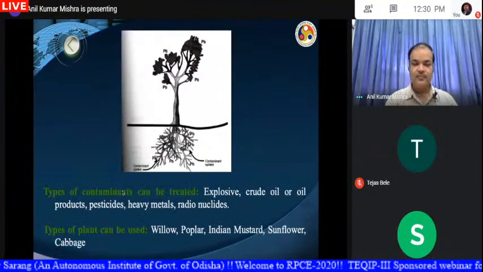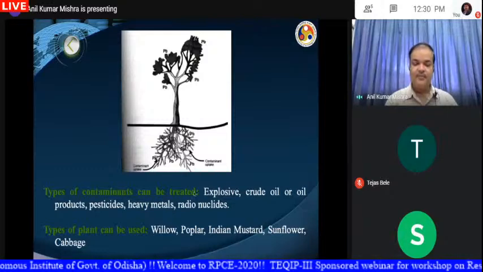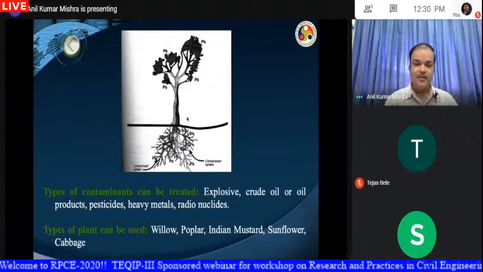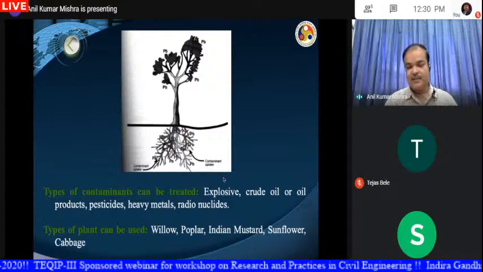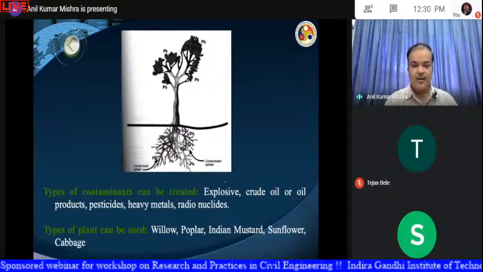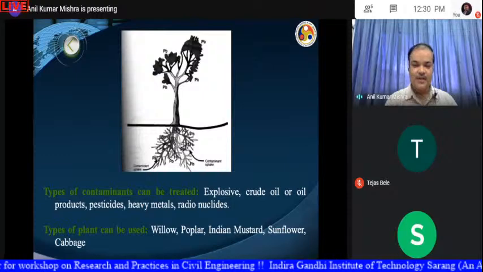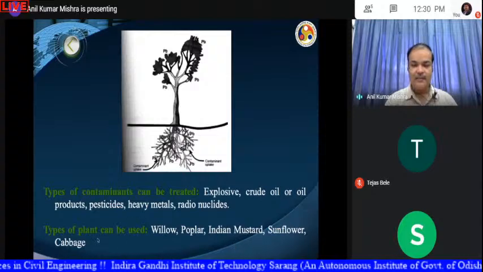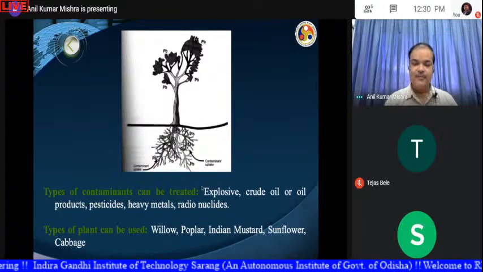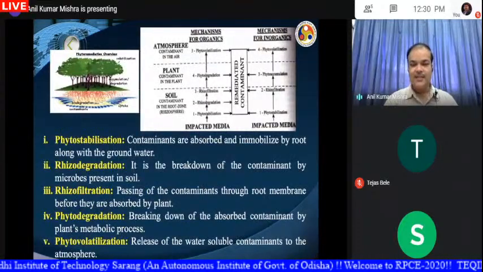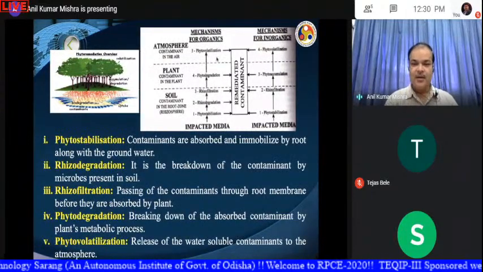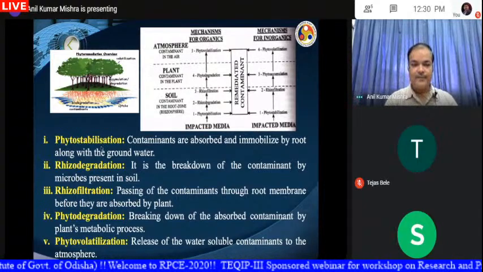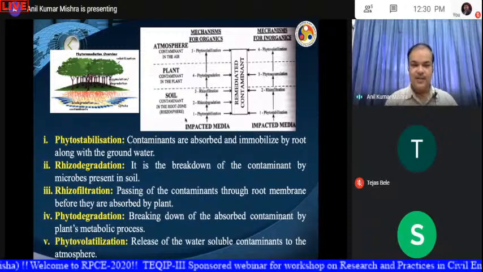These are the different kinds of contaminants which can be removed using phytoremediation. Examples are explosives, crude oil, oil products, pesticides, heavy metals, radionuclides, and some of the plants like willow, poplar, Indian mustard, sunflower, and cabbage are generally used for these methods. It has different steps. Depending on whether your contaminant is organic or inorganic, the steps are different. But these are the certain steps which take place.